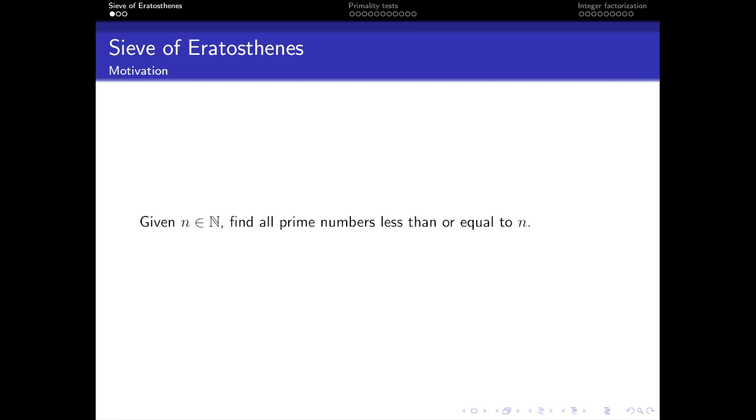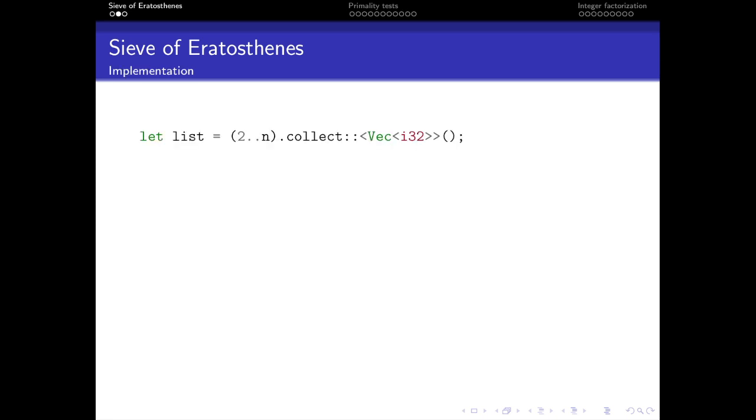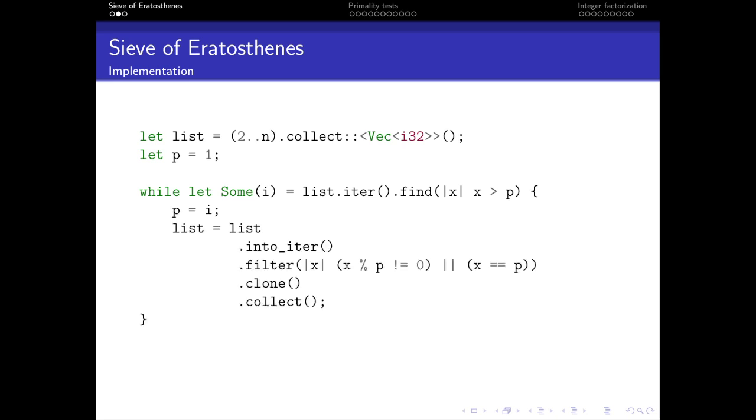The motivation behind it is that given a natural number n, to find all prime numbers less than or equal to n. The way you can do this in code is to generate a list of numbers from 2 to n and then declare some integer p, which we will set to 1. And then every iteration we are trying to find the first integer that's greater than the current p and filter out all the multiples of p. And at the end of the algorithm, we will simply return a list, and this list contains all integers that are prime from 2 to n.